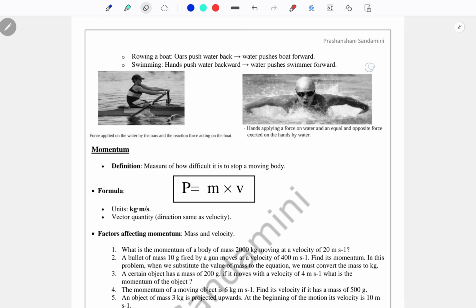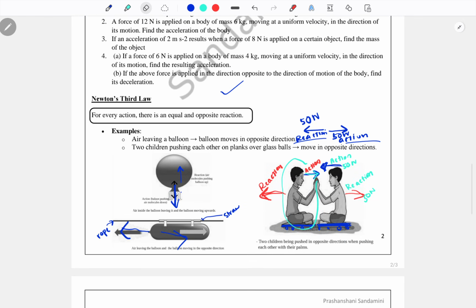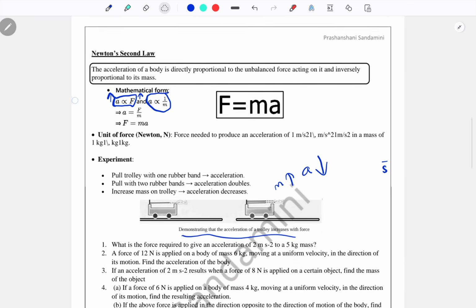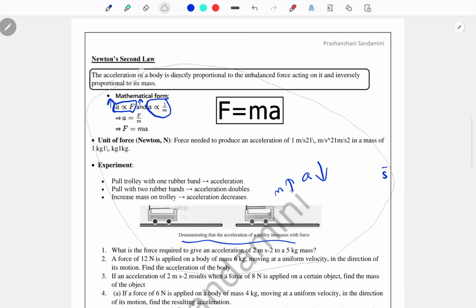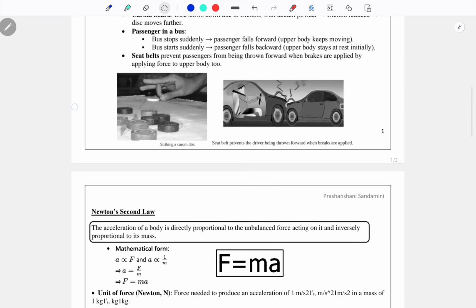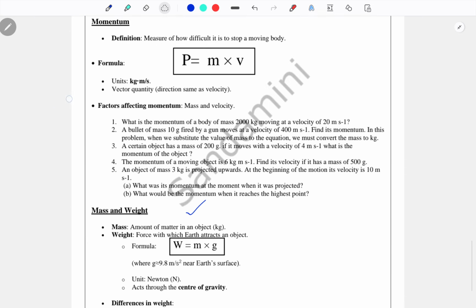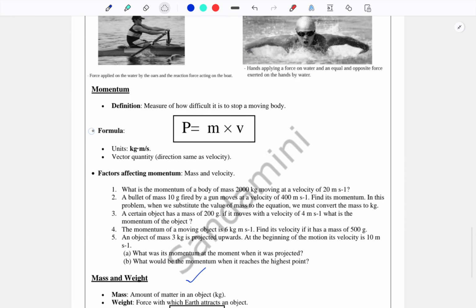So now I think all three laws are over. The special thing here, in the second law, is that we have to do some calculations. Other than that, you have to know the examples in daily life. Likewise, then we can move to momentum.